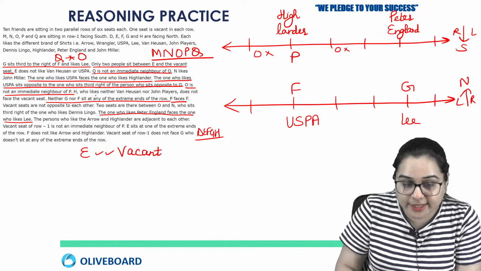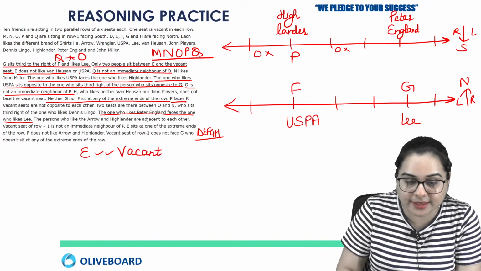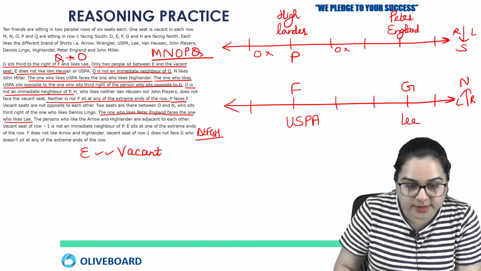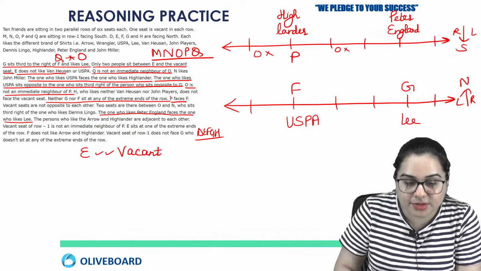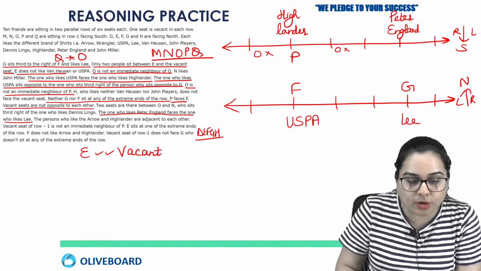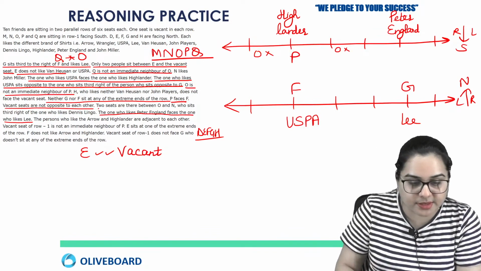Now H who likes Venhausen. Now this already clears that E does not like Venhausen. Okay, wait. He's not saying likes. He's saying H who likes neither Venhausen nor John Player does not face the vacant seat. Okay, we are going to look for that later on. Now, vacant seats are not opposite to each other. We are not going to write them just opposite to each other. Okay, now just consider the next line.